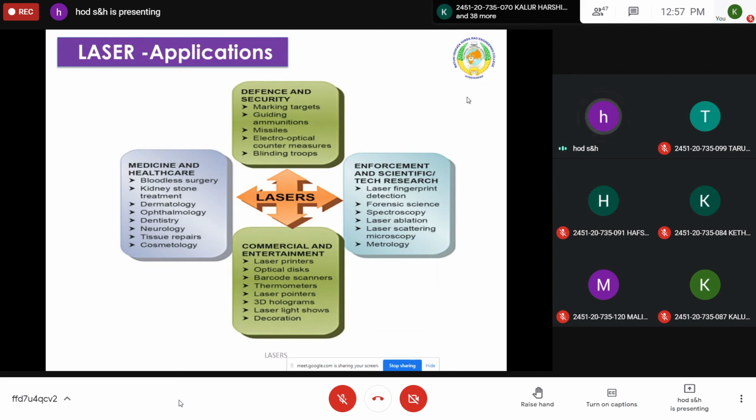And in science also, laser fingerprint detection, cosmic science, spectroscopy. Because of laser spectroscopy, all the ordinary rays are now replaced with this laser scattering, microscopy, metrology.